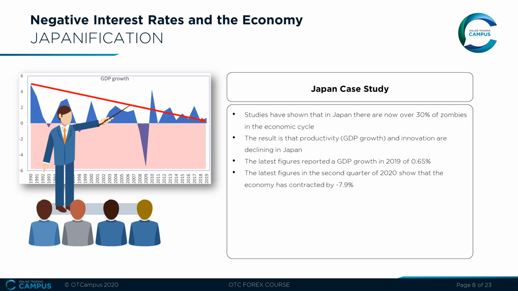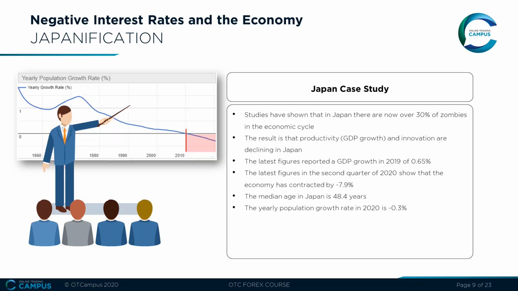The latest figures reported a GDP growth in 2019 of 0.65%. And the latest figures in the second quarter of 2020 show that the economy has contracted by a negative 7.9%. In addition, the negative interest rate in the real estate market keeps the artificial real estate market bubble alive. This ensures that the cost of living is overpriced, so that in young families, both spouses must work to prevent them from failing and falling into a social decline. Almost no one in Japan can afford children anymore.